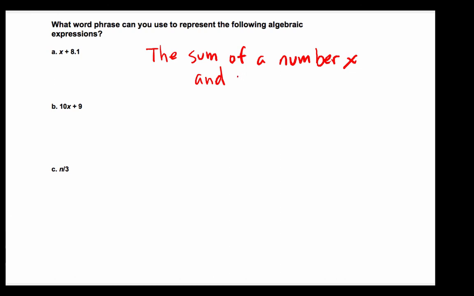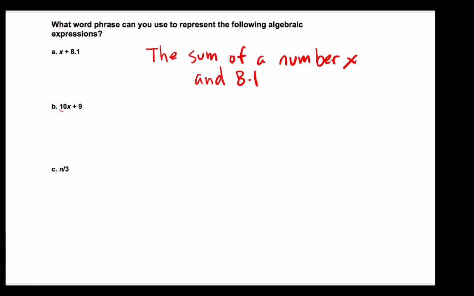and 8.1. And if you remember back to the chart that I showed you with all the different expressions for addition, we could write this in a number of ways out in words. We could use a number x plus 8.1 just as it really reads. We could write 8.1 added to a number x. We've got options here.